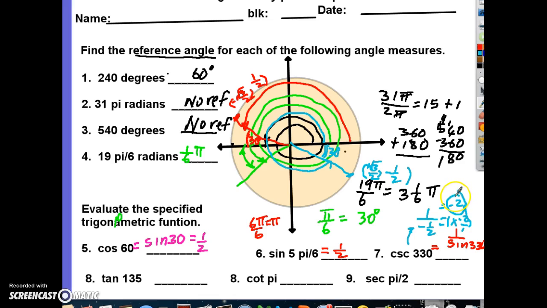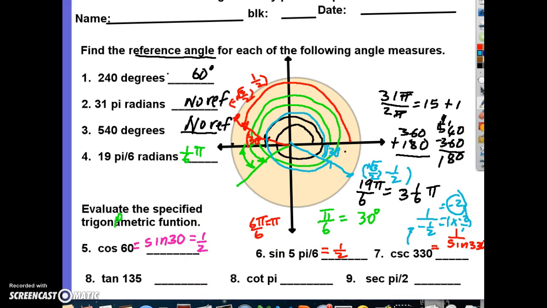So, in general, whenever you see a sine of 30, 330, 5 pi by 6, anything you divide by 6, 5 pi by 6, 7 pi by 6, that will have to do with either 1/2 or negative 1/2. Number 8, how about the tan of 135? Tan of 135. Well, let's see what we have.